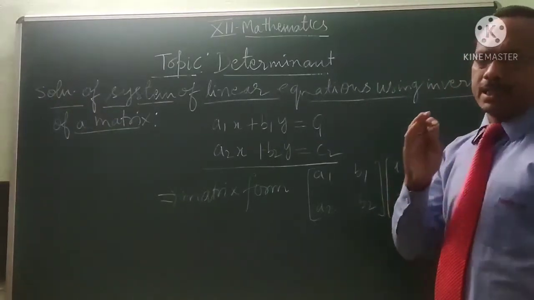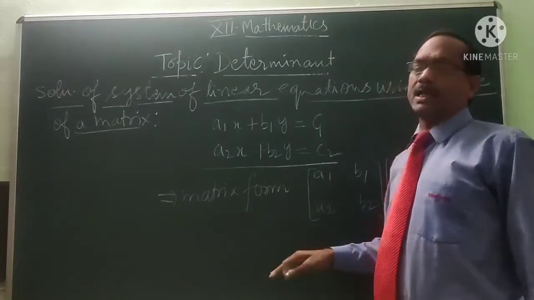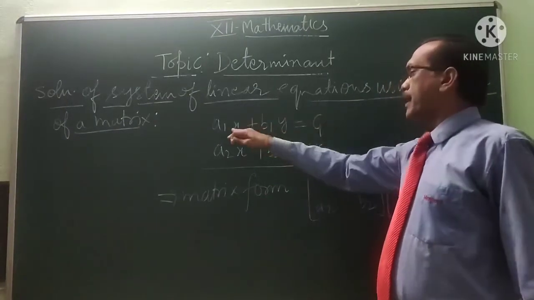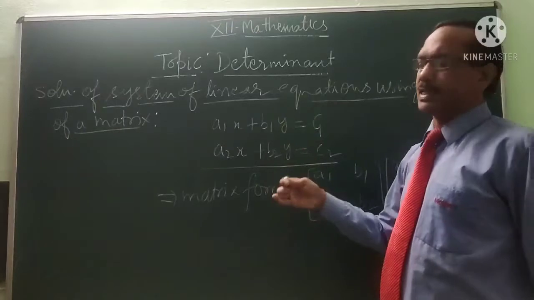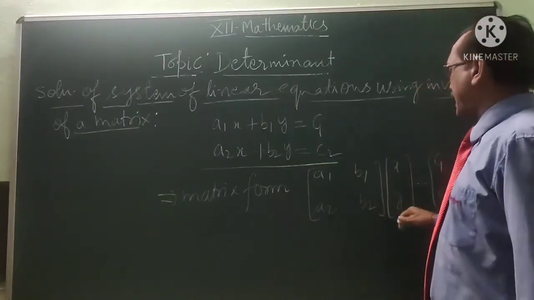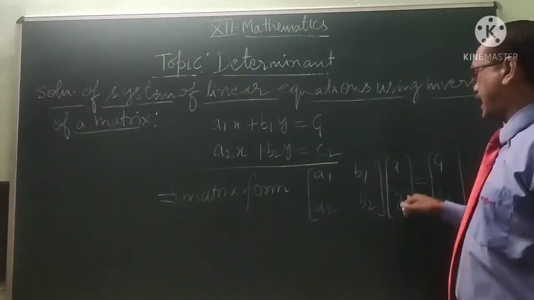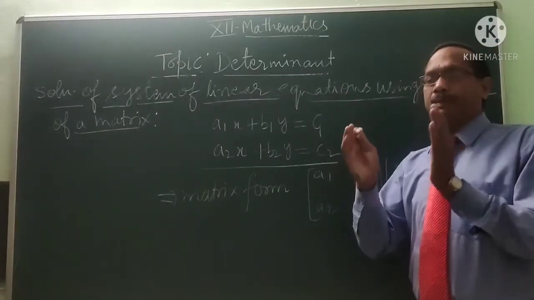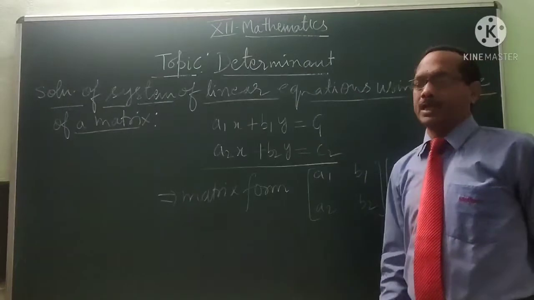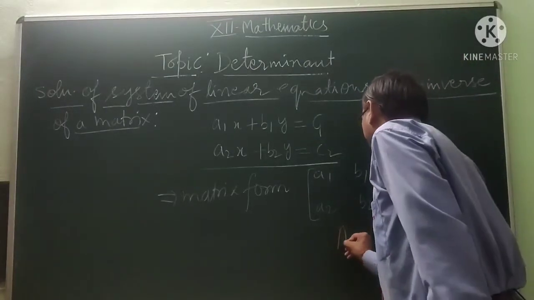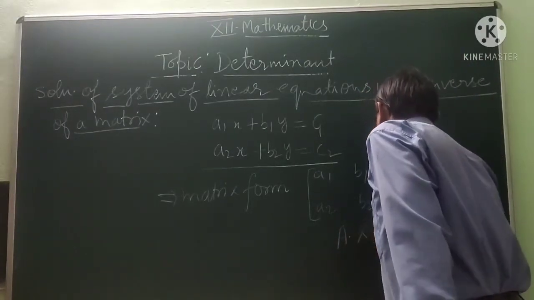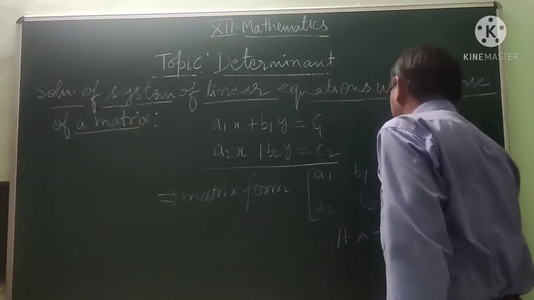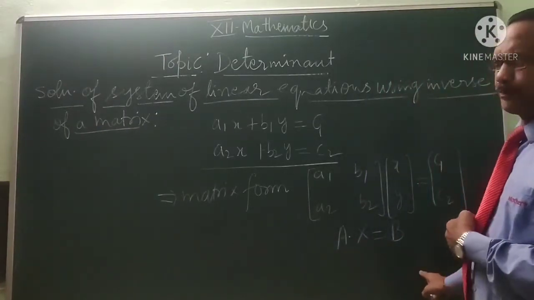There are three matrices. One is the matrix of coefficients of the variables x and y. The second matrix is the matrix of variables x and y, and the third is the matrix of constants given on the right hand side of the equation. Now let it be AX equal to B.